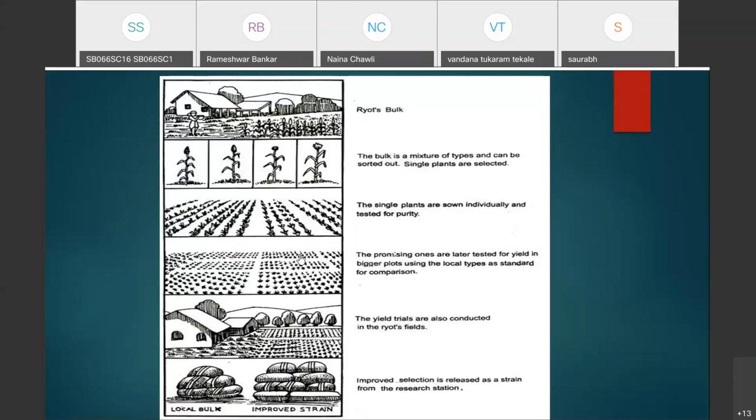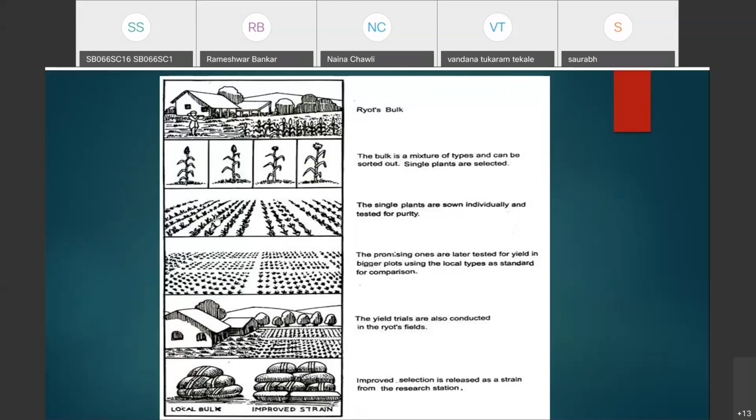These are later tested for yield in bigger plots using the local types as a standard for comparison. The best ones are selected and then tested along with the existing superior variety, which is called the check. Then the yield trials are conducted in the ryots' fields or on the experimental stations, and then the improved selection is released as a strain from the research station. This is the diagram illustrating the various steps involved in pure line selection.